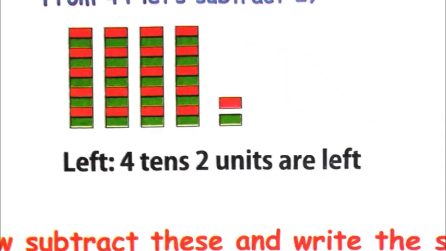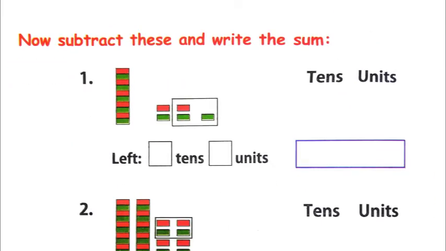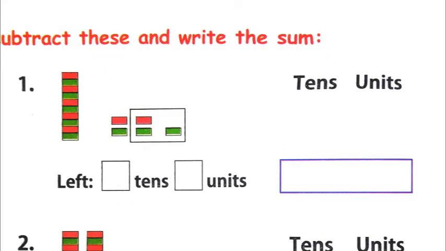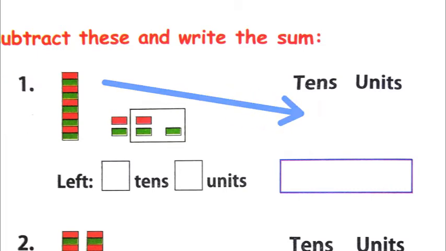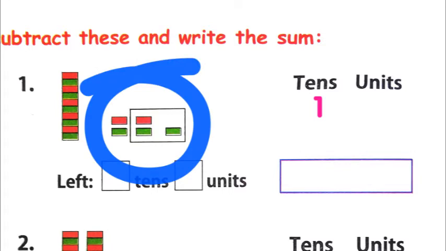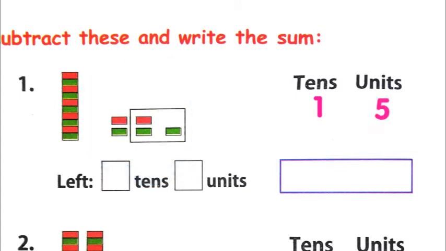Okay. So now the next one they want you to do on your own. Now let's see how we are going to do it. They are saying subtract these and write the sum. This is like a word problem. Now we have to fill in this column to get the answer. So how many ten bars are there? There is 1 ten bar. So you will write 1 under the column tens. How many units are there altogether? There are 5 units. So we will write 5 under the units.